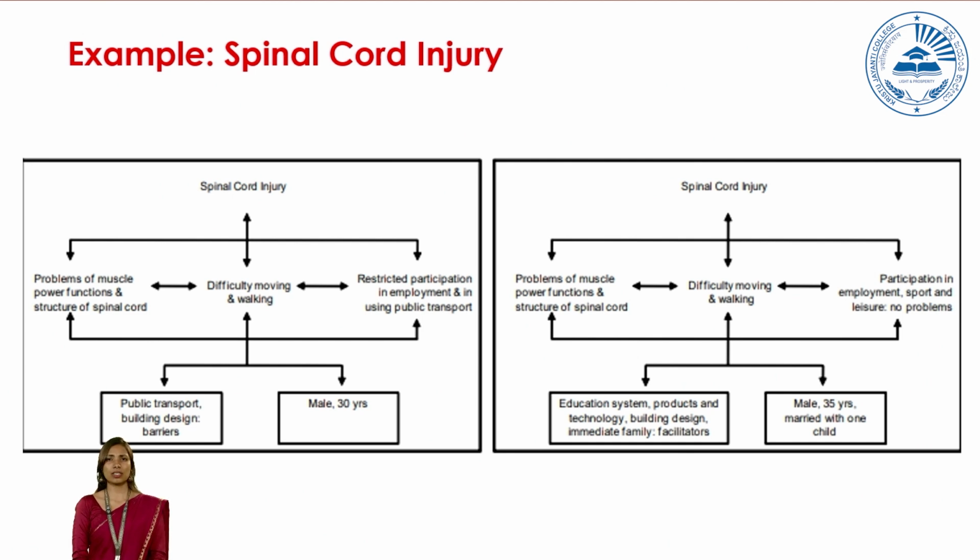In the second case, with the same person, a male of 30 years, we can see that the educational system, the building design and immediate family are facilitators, which means that there is a good building design. Probably there are places where the wheelchair can be rolled, and there are buses where there is space for people who have a spinal cord injury to sit, and immediate family are probably a very great social support system for them, which becomes facilitators.